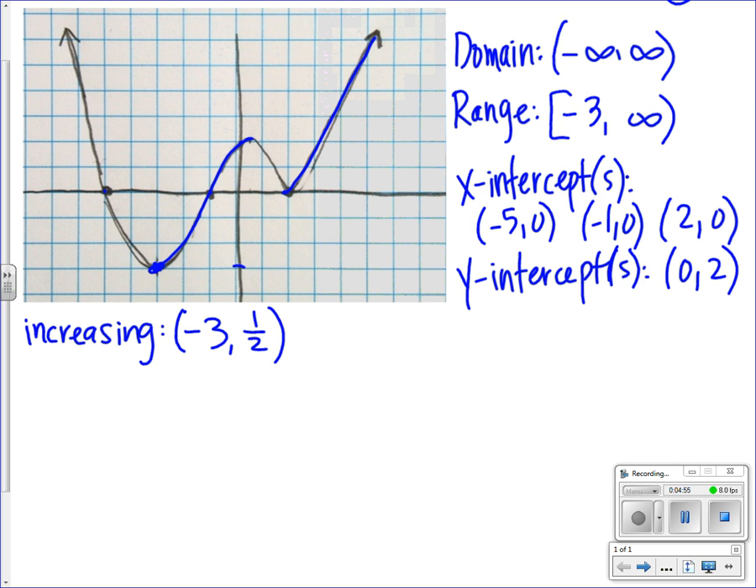Then it goes down, but then it increases again when x is what value? 2 to infinity. So then we're just going to go comma right now, 2 to infinity. So those are the two intervals where it's increasing. Now let's do the opposite, which is decreasing.